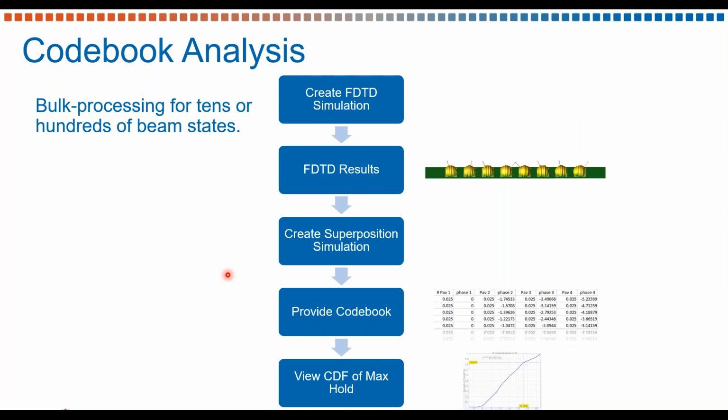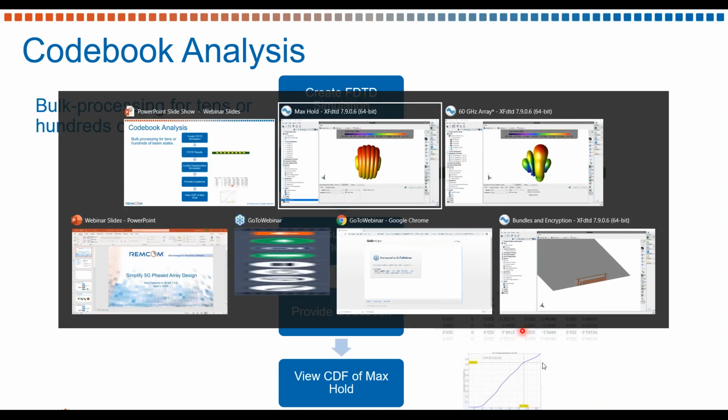So the workflow is pretty much the same. We create an FDTD simulation, and following that request the FDTD results, and perform a superposition simulation, and provide a codebook which is in CSV file format right now, and then plot the MaxHold results for this particular set of data provided in the CSV file. And I'll demonstrate how this can be done in XFdtd.